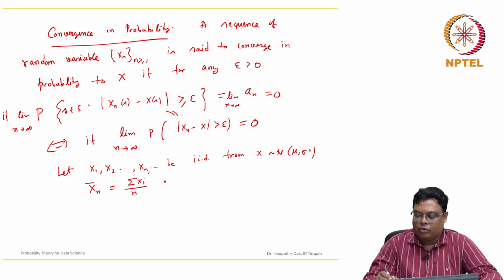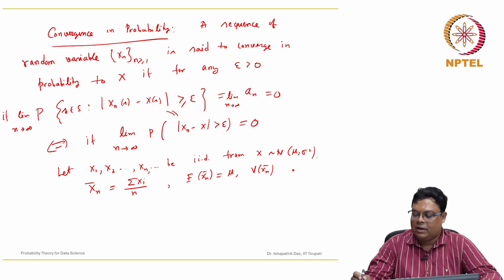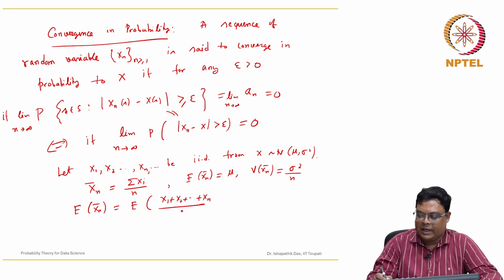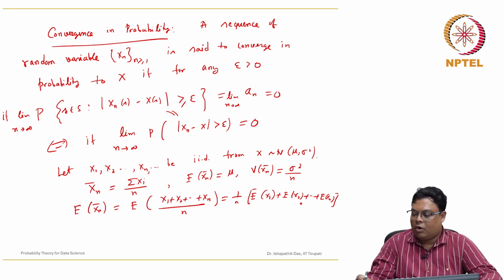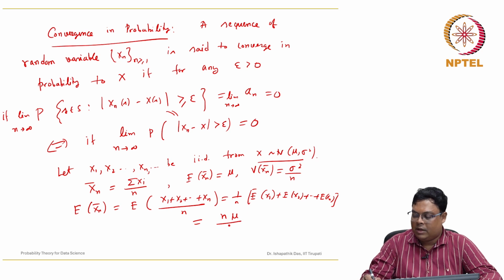We know that the expected value of xn bar is equal to mu, and the variance of xn bar, which we have already discussed earlier or we can compute also, is sigma square by n. So, let us compute it. The expected value of xn bar is equal to the expected value of (x1 plus x2 plus xn) by n. So, this is 1 by n times E(x1) plus E(x2) plus E(xn). All the x are coming from the same normal distribution, so all have mean mu, n mu by n, which is equal to mu.